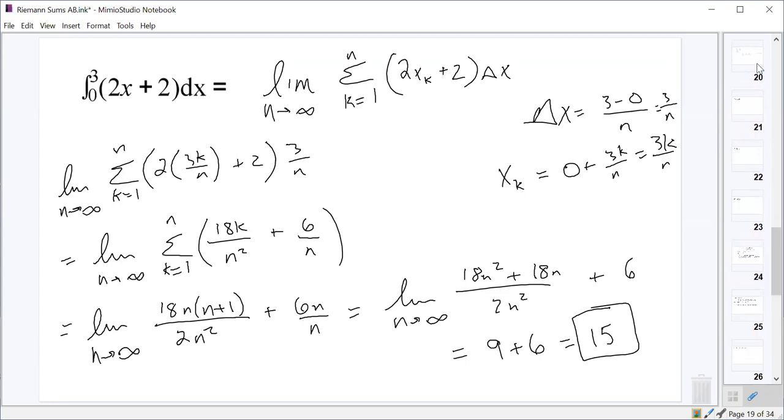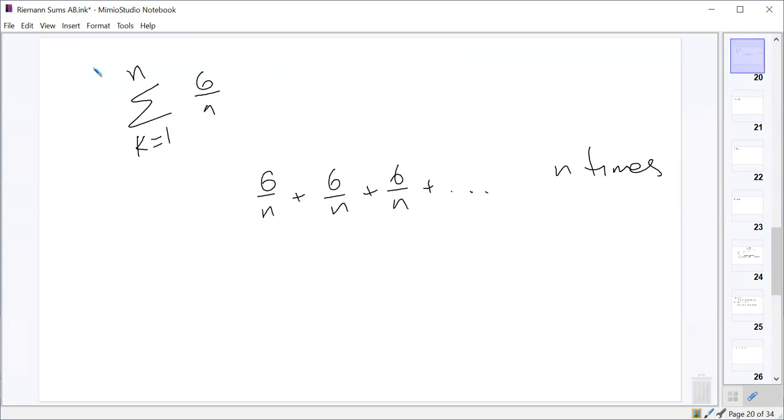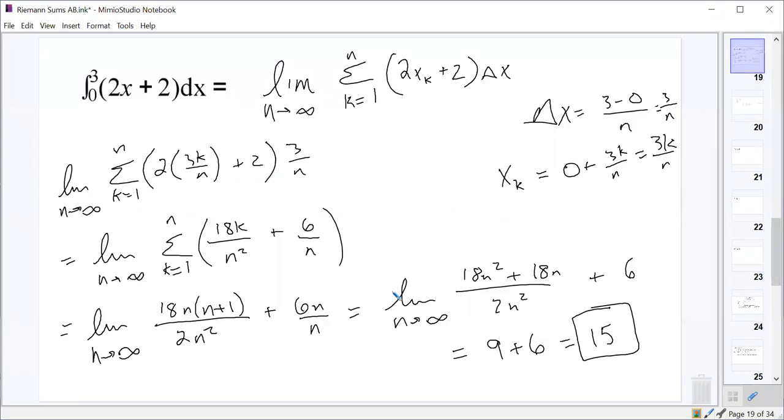Where did you get the plus 6 from? Plus 6n over n. So we had the plus 6 over n, right? Yeah. Right. So we said that we're summing together n 6 over n's: 6 over n plus 6 over n plus 6 over n, and so on, n times. So if I add together n of these 6 over n's, that ought to be 6 over n times n. And so that's the 6n over n. The n's cancel, make it 6. Okay. Good or no? Yeah. Okay.